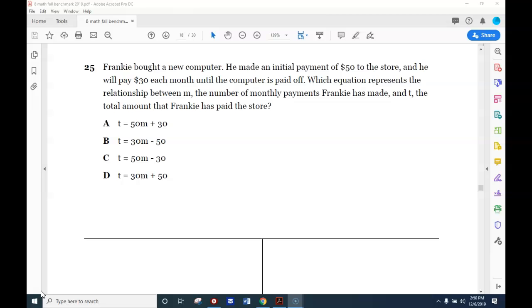A, T equals 50M plus 30. B, T equals 30M minus 50. C, T equals 50M minus 30. D, T equals 30M plus 50.